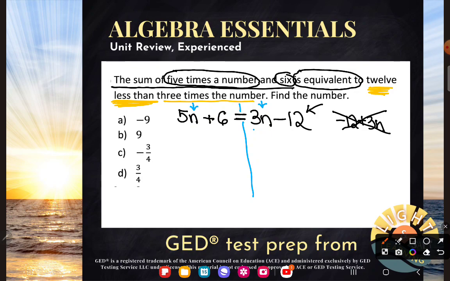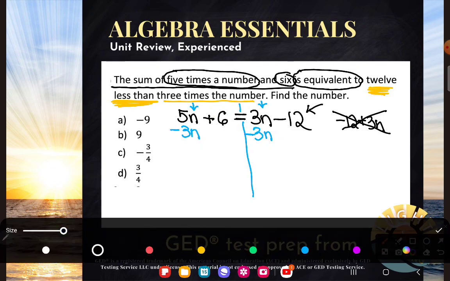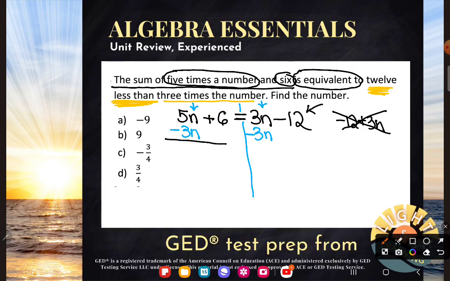I think I'll just move that 3n over to the left. Not so much because I like the left, although I do. Mostly because I am avoiding negatives, and I know 5 minus 3 will give me a positive answer. So 5n minus 3n is 2n. I haven't done anything to affect that plus 6. It'll still be there. And that'll be equivalent to 3n minus 3n gives me nothing, 0. And of course, 0 minus 12 is negative 12.